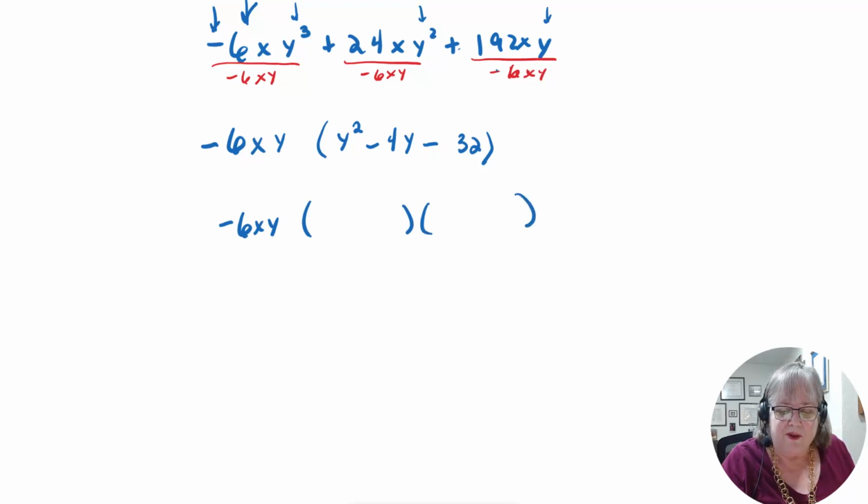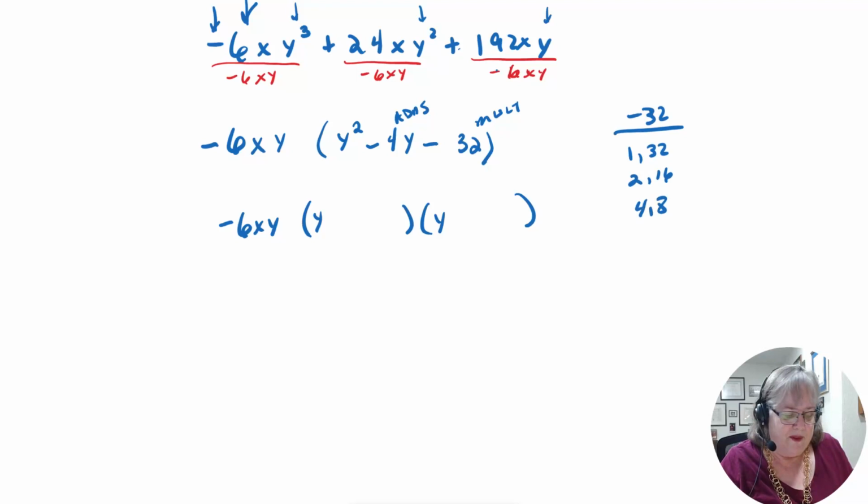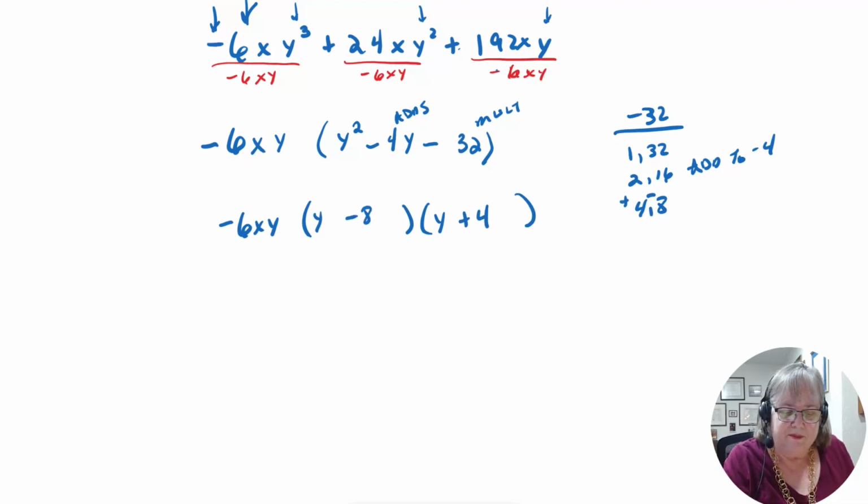Now I have a lead coefficient of a 1. So I have a y here and a y here. And I want to know what multiplies to negative 32 and adds to negative 4. So negative 32 is unlike signs. So I've got 1 and 32, 2 and 16, 4 and 8. So do any of those multiply to negative 32 and add to negative 4? How about negative 8 and plus 4? There you go.